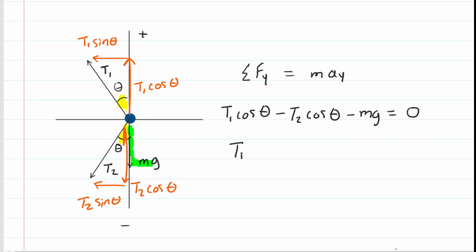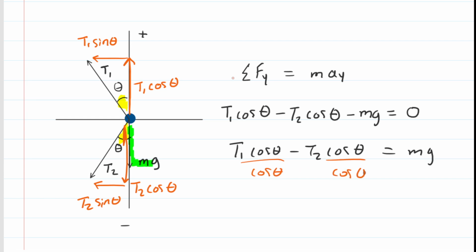Now, we're going to simplify this just a little bit. We're going to add the mg to both sides of the equation so that we can isolate the tension terms on one side. And then we're going to divide every term by cosine theta. And we'll see momentarily why this is going to be a good way of setting ourselves up here. So if you divide everything by cos of theta, the cos thetas cancel on the left side. So you have T1 minus T2 is equal to mg divided by the cosine of theta.